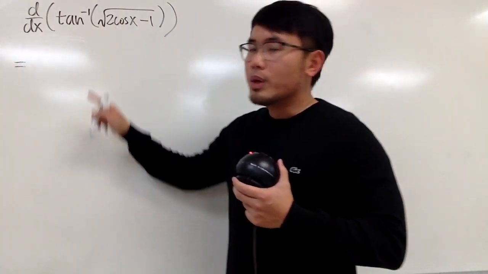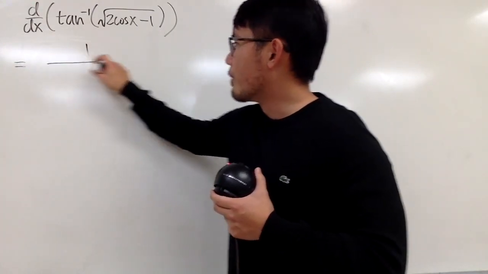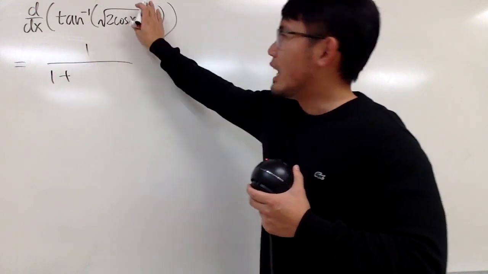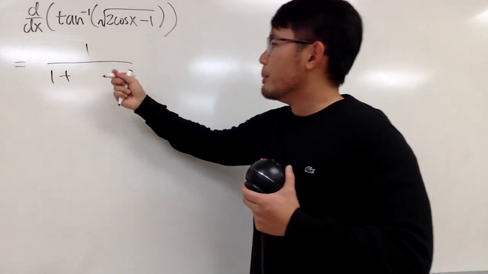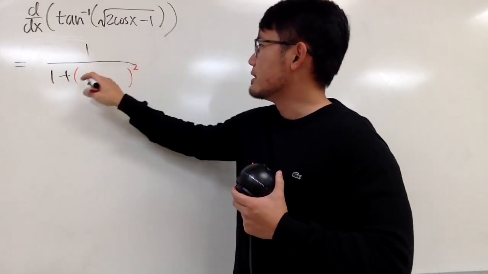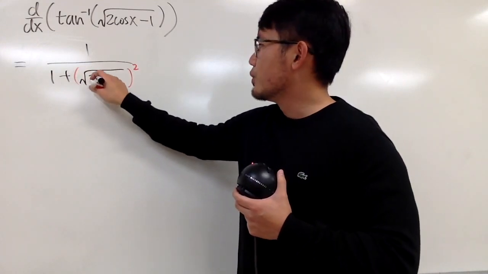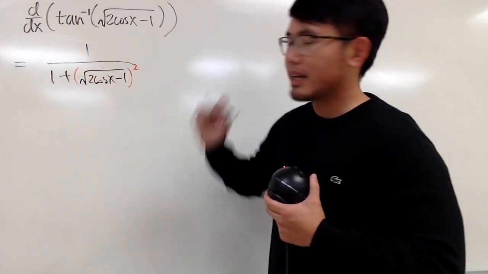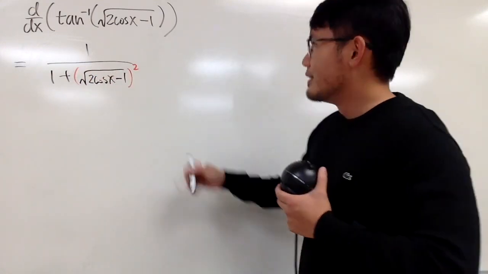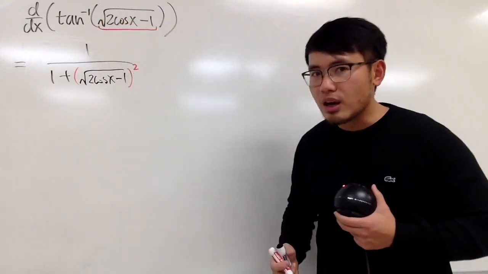First of all, when we differentiate inverse tangent, we will get 1 over 1 plus whatever we have right here, putting the parentheses, you square that, and then the inside stays the same inside of the parentheses. So we write down square root of 2 cosine x minus 1, like that. And then we have to multiply by the derivative of the inside because chain rule says so.